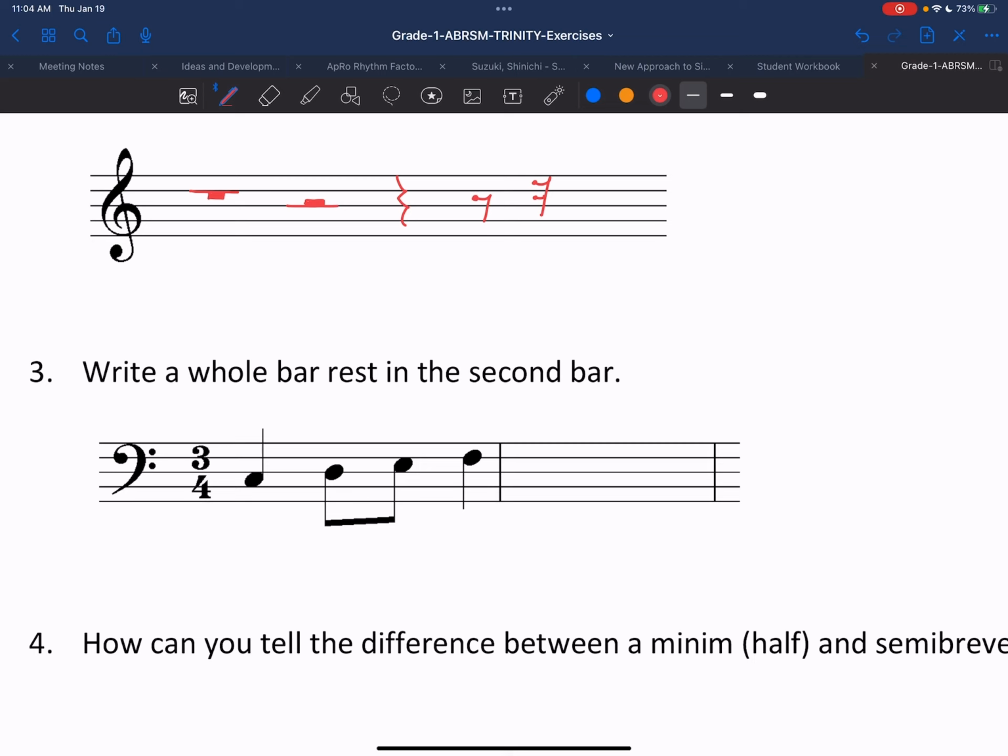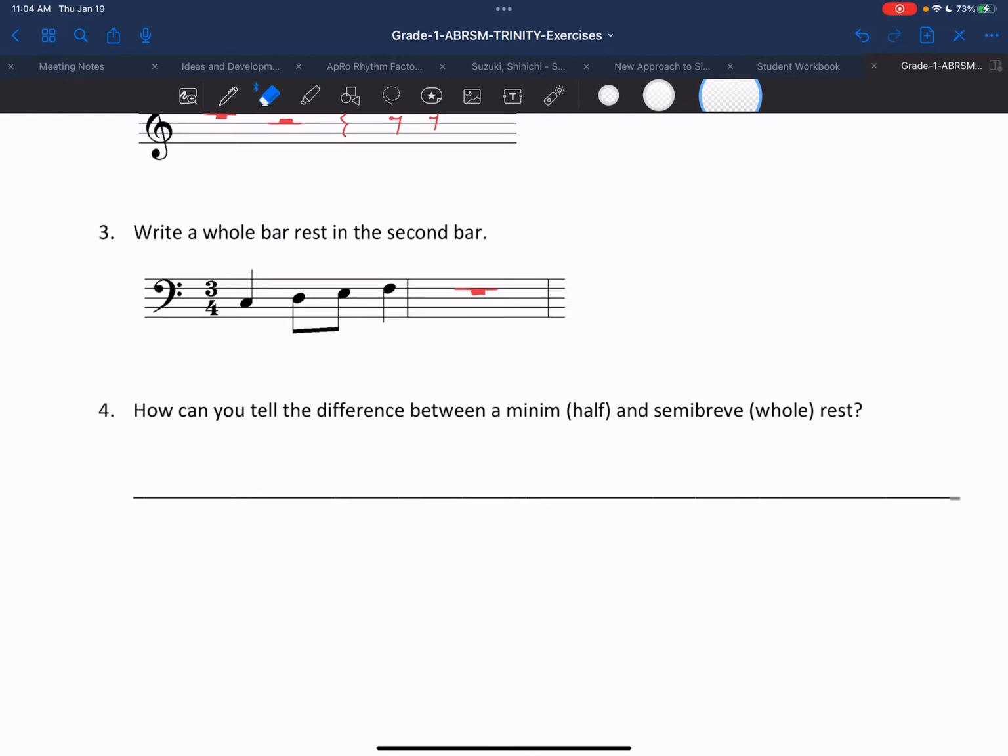The next one says, write a whole bar rest in the second bar. This question is actually slightly trickier than you might imagine because it says 3/4 time. So if you paid attention, you might think, oh no, how do I make a 3-beat rest? But because we have one full measure of rest, we're going to use the whole rest. So even though it's 3/4 and our whole rest gets 4 counts, we only write the whole rest. Sorry, I deleted everything, that's not what I intended.